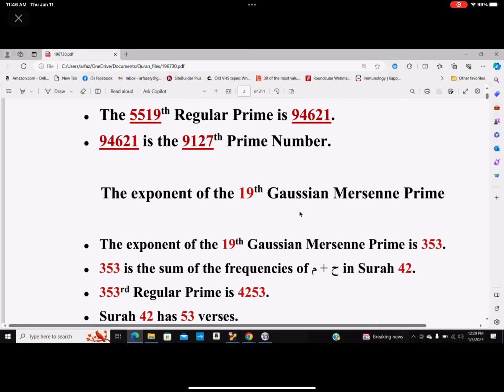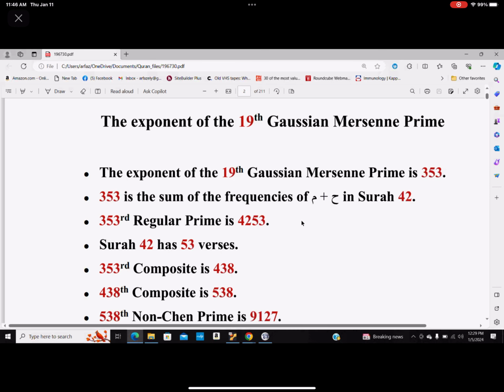Again, the exponent of the 19th Gaussian Mersenne Prime. I put it in a different way in here. The exponent of the 19th Gaussian Mersenne Prime is 353. 353 happens to be the sum frequency of Ha plus Meem in chapter 42. Now that we know about regular primes, the 353rd regular prime is 4253. Chapter 42 has 53 verses. Okay? And you know another thing about this, that 53, which is the number of verses in that chapter, happens to be the number of Has in that chapter.